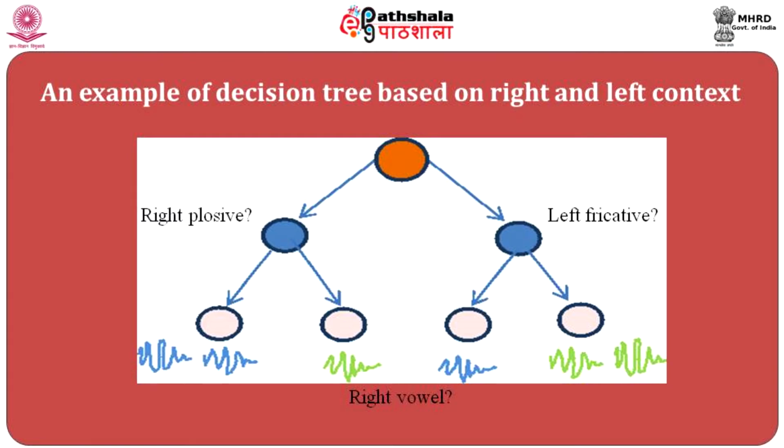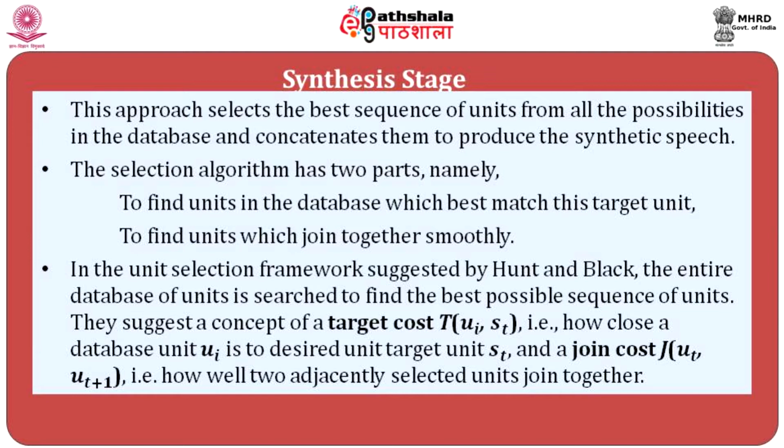Now we have come to the synthesis stage. So in general, there is a large database of speech with a variable number of units from a particular class. This approach selects the best sequence of units from all the possibilities in the database and concatenates them to produce the synthetic speech. This selection algorithm has two parts, namely to find units in the database which best match the target unit, and to find units which join together smoothly.